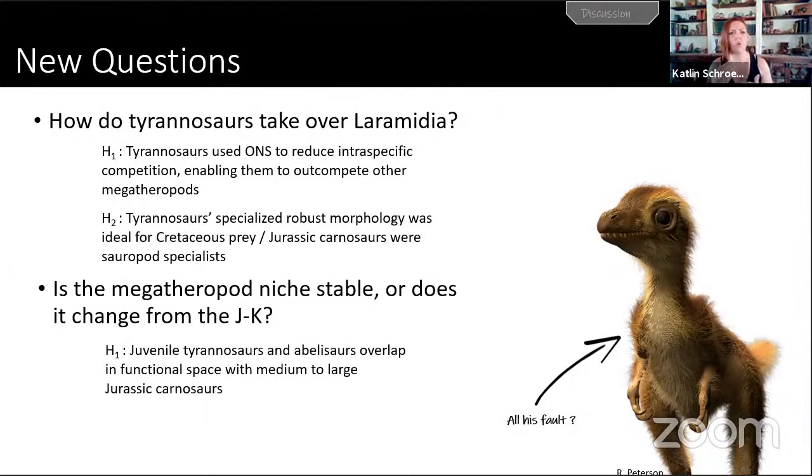So a way of addressing both of those questions would be to look at the stability of the megatheropod niche over time. So what role are megatheropods playing in the Jurassic? Is that different from the role that they play in the Cretaceous? And then specifically look at how the juveniles of those megatheropods compare against the adults of different species. Are the juveniles of the megatheropods in the Jurassic closer in functional space or niche space to the adults? There's lots of questions about how exactly this niche assimilation might have happened.